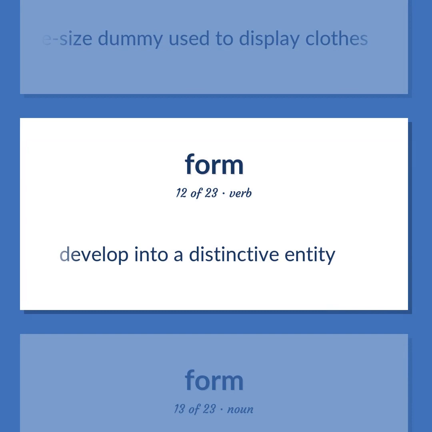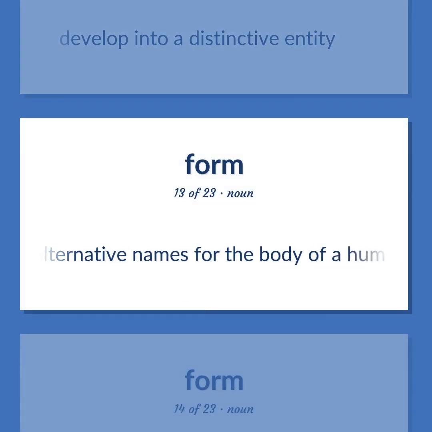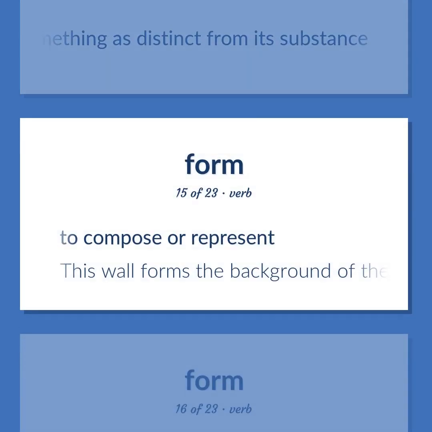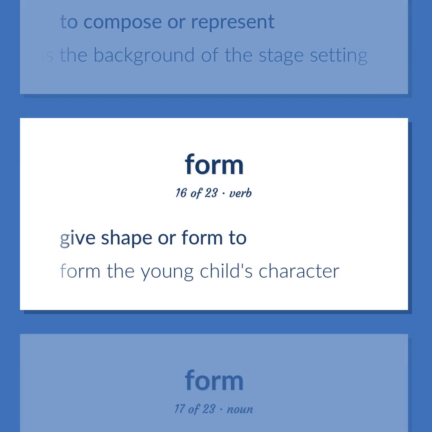Develop into a distinctive entity. Alternative names for the body of a human being. The spatial arrangement of something is distinct from its substance. To compose or represent. This wall forms the background of the stage setting. Give shape or form to. Form the young child's character.